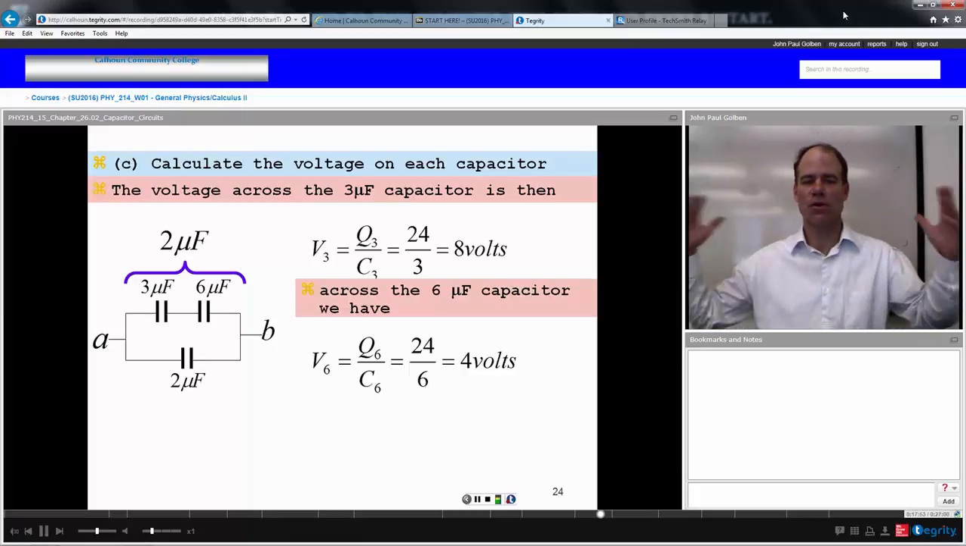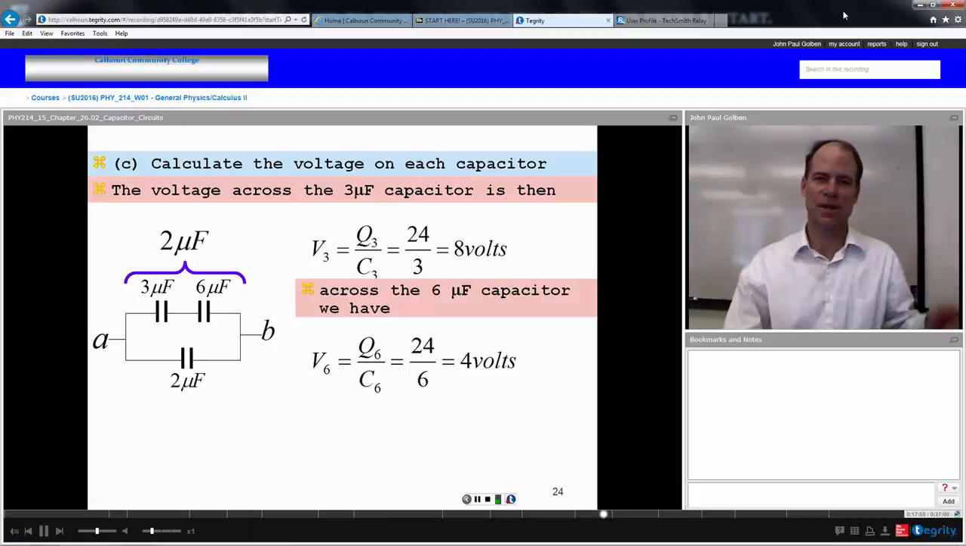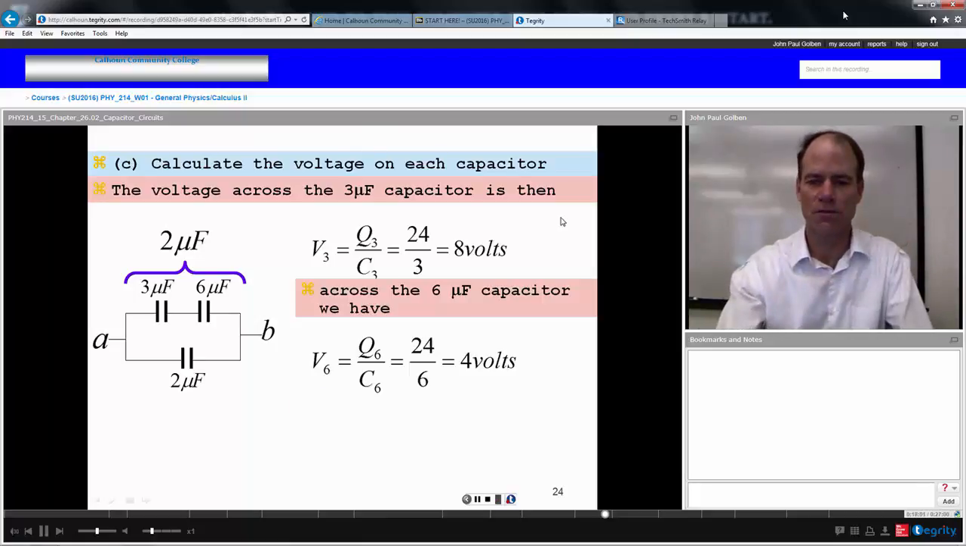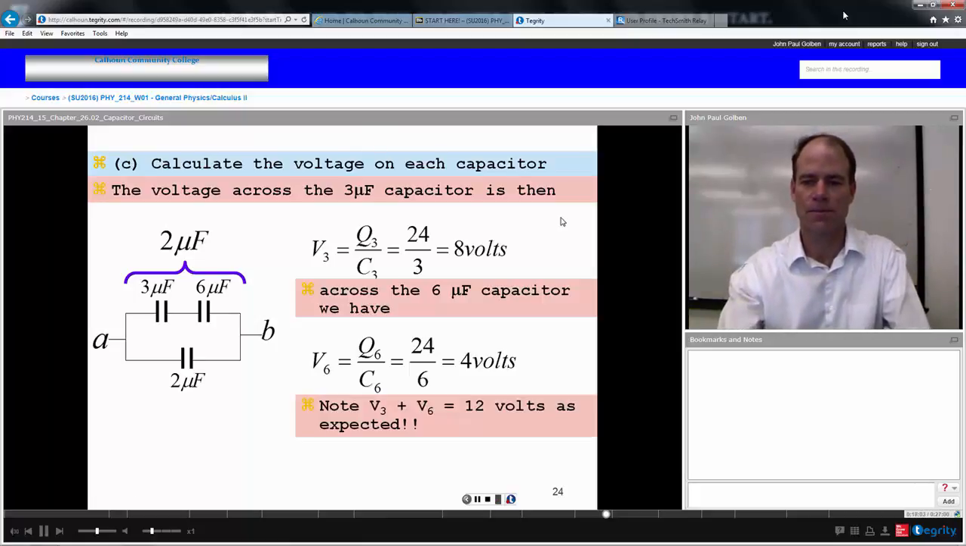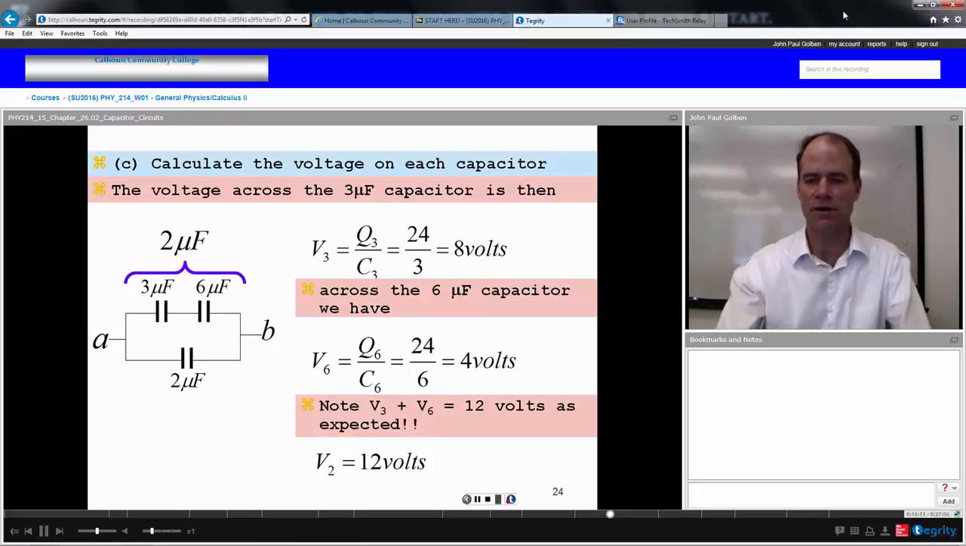So the 12 volts is being shared kind of inversely. The 3 microfarads will have 8 volts. The 6 microfarads will have 4 volts. And the 2 microfarads will have 12 volts across it as expected. The whole branch is in parallel with the battery.